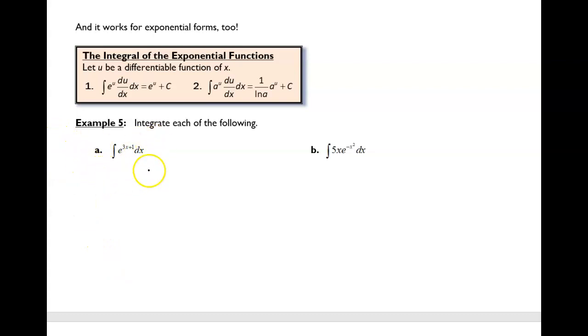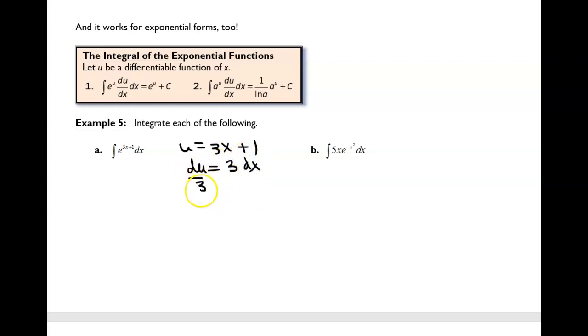So number 5a, we have e to the 3x plus 1 dx. Whenever I have an exponential, my u is the exponent. My u is 3x plus 1. Sorry, I should say if I just have an exponential. Sometimes you might have a more complex equation where your u is actually the exponential itself, but we'll get to some of those. So here my derivative of that is just 3 dx.